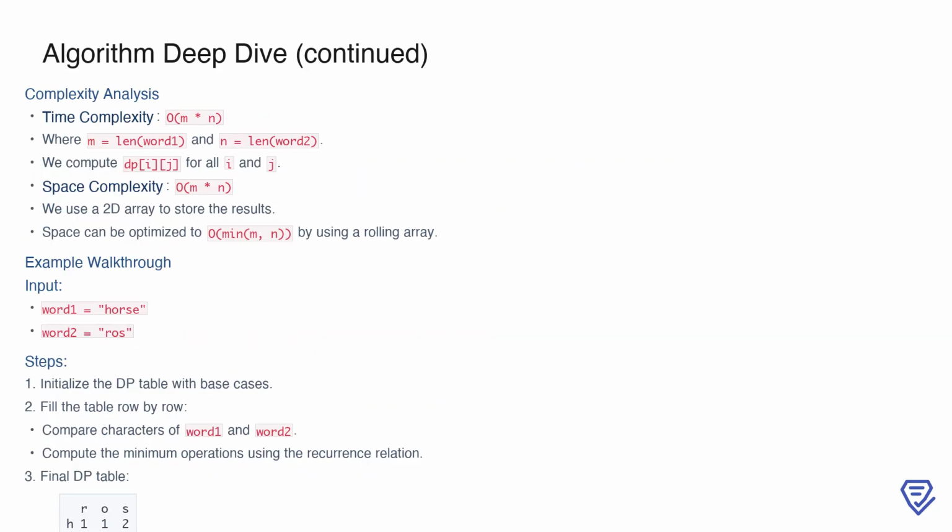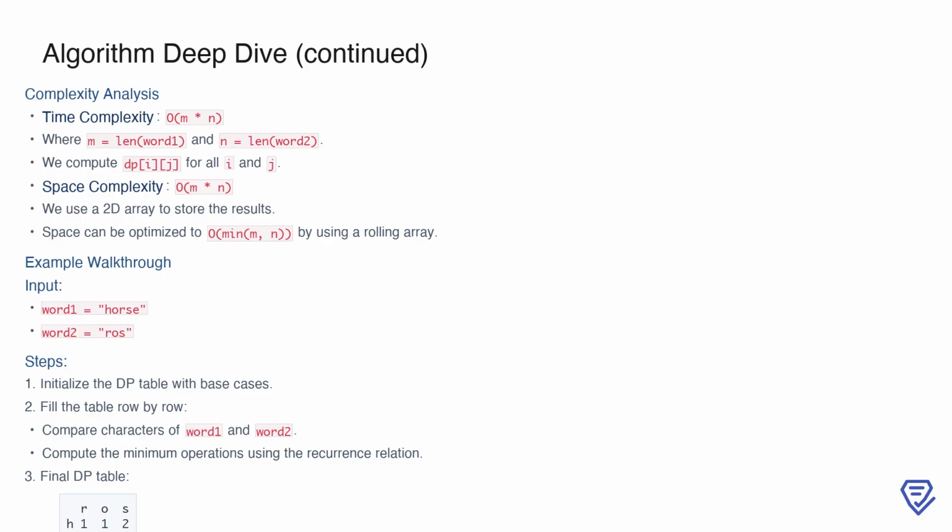In terms of data structures, we use a DP table. This is a 2D array of dimensions (len(word1) plus 1) x (len(word2) plus 1). The rows correspond to prefixes of word1, and the columns correspond to prefixes of word2. Each cell in the table stores the minimum edit distance for the corresponding pair of substrings. This table is essential for efficiently storing intermediate results and ensuring that we don't recompute the same values multiple times.